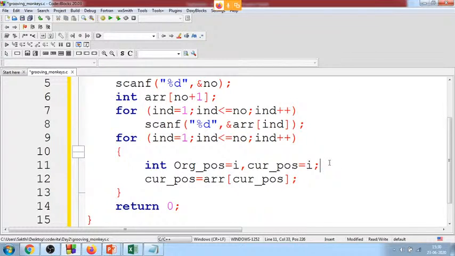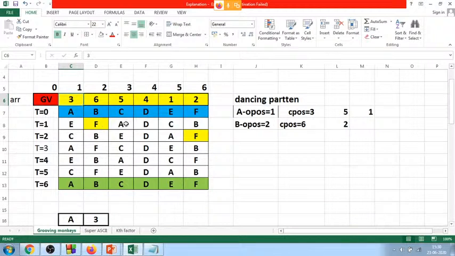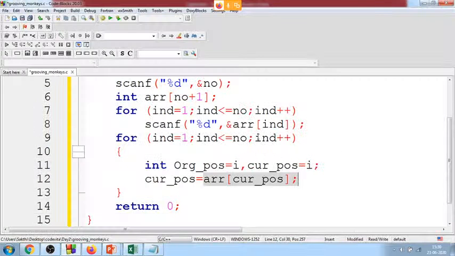Initially your current position is 1 and your original position is 1. What happens? Your array of 1 value will be replaced for your current position for your first iteration. And for your next iteration, what happens? This could be your current position and this value will be modified to your current value. This is what I am doing in this particular step. I am just assigning it.